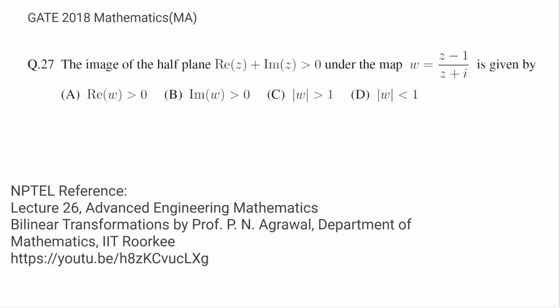So now coming to the solution, it is asked to calculate the condition for the value of real part of w and imaginary part of w whenever we consider the condition for z, that is real part of z plus imaginary part of z greater than 0. By using this assumption, we consider that function w.